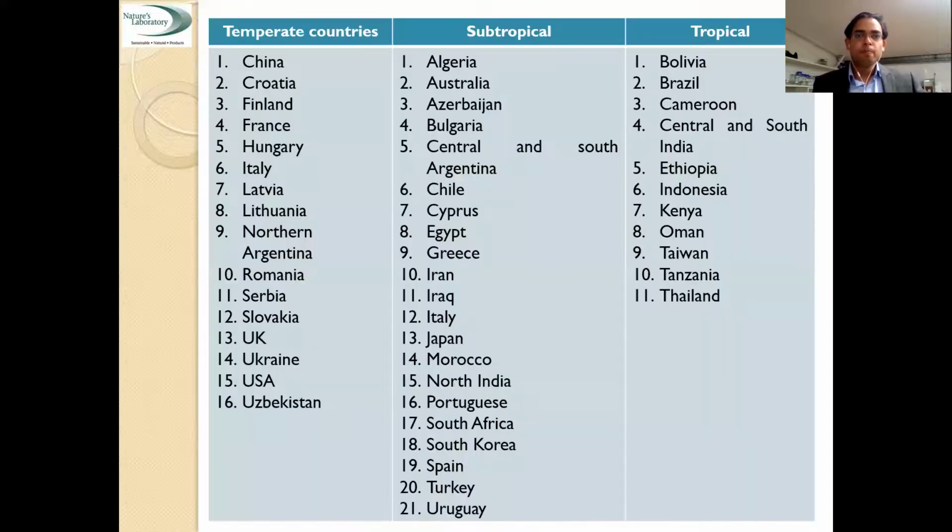These are the countries from where the propolis samples were analyzed by different researchers and then published in the form of articles and other reports. So we used them. You can see these are countries where the samples were analyzed.